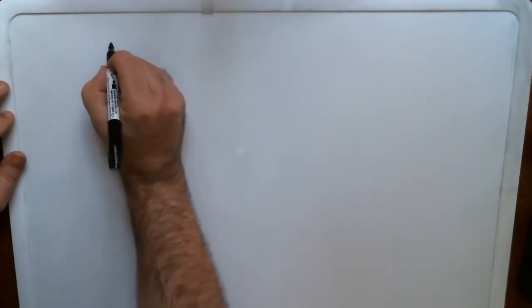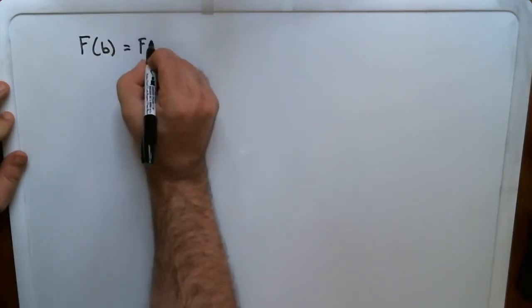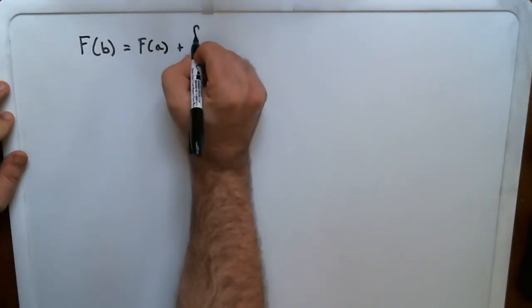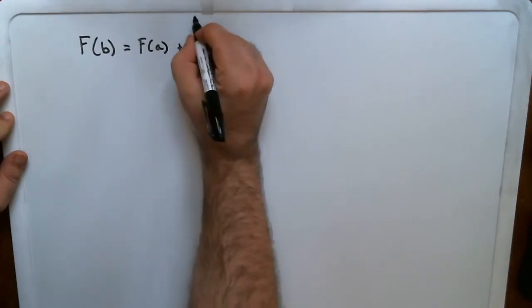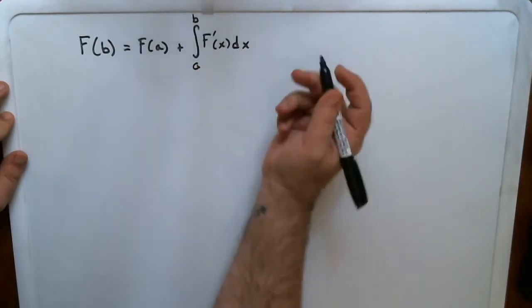Okay, right now what I wanted to do was to spend a little time in this video explaining in some deeper detail some stuff about the net change theorem. Okay, so the net change theorem is a pretty simple form. It's often written as f of b equals f of a plus the antiderivative, or the integral, from a to b of f prime of x dx.